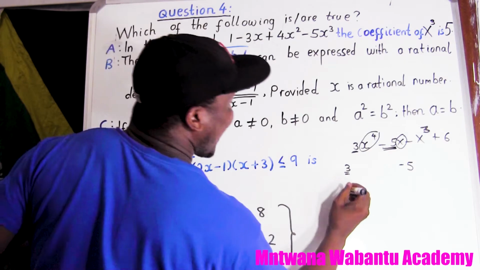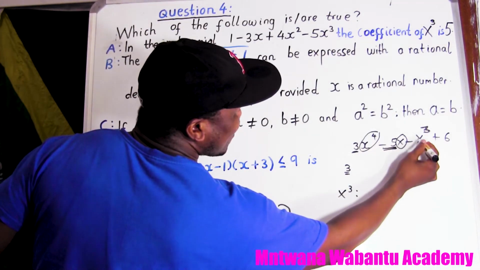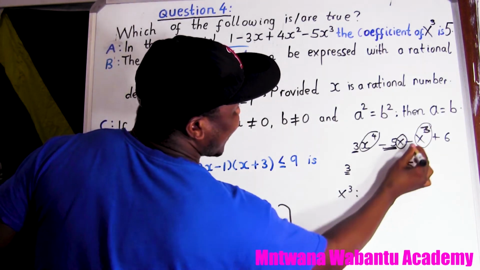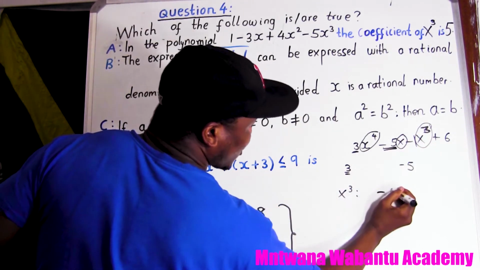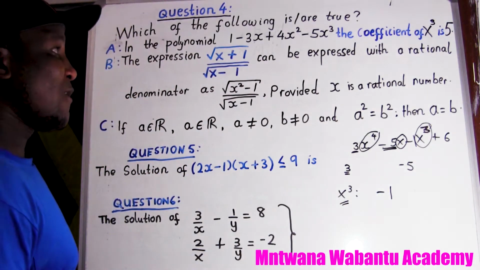What is the coefficient of x cubed? This is my x cubed. What is the number before x cubed? The sign before x cubed is negative, but if there's no number, it means just write 1. So it's -1. The coefficient of x cubed is -1. So that's how you identify the coefficients.